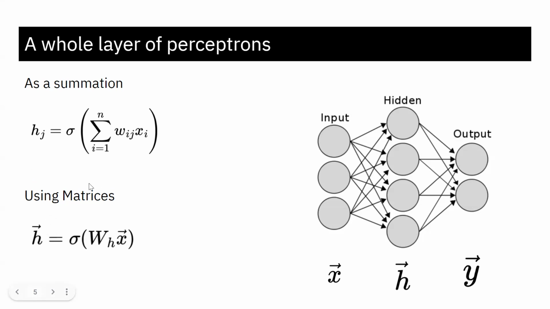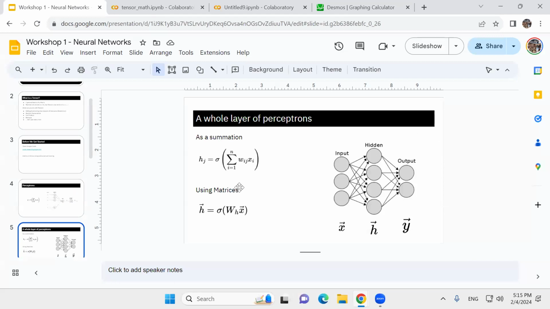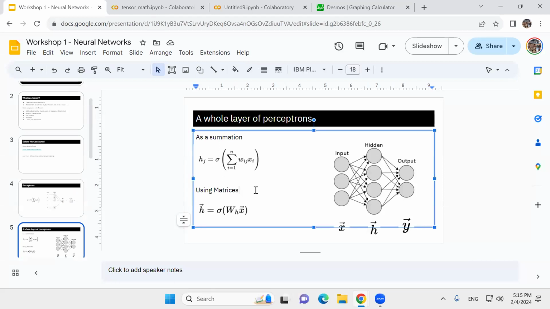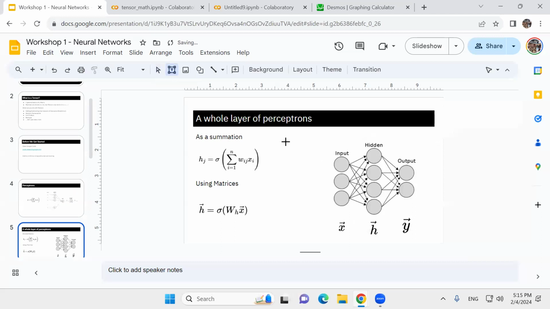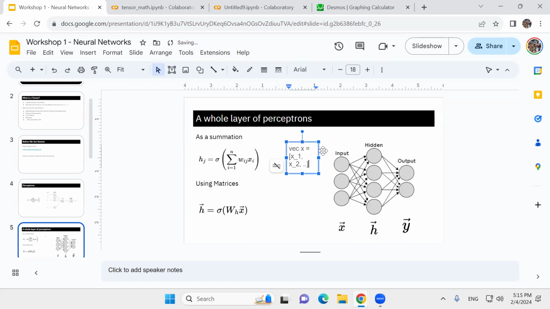So actually, let me make it a tiny bit more clear over here. The vector x looks something like x1, x2, and so on. And the vector h looks something like h1, h2, and so on, right?